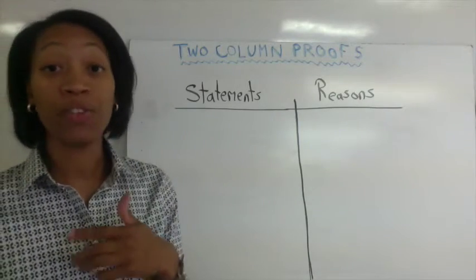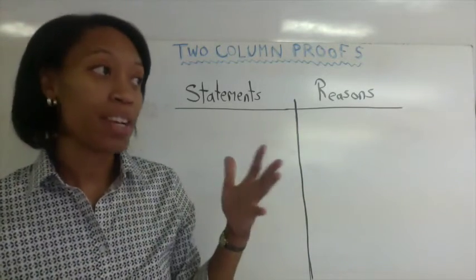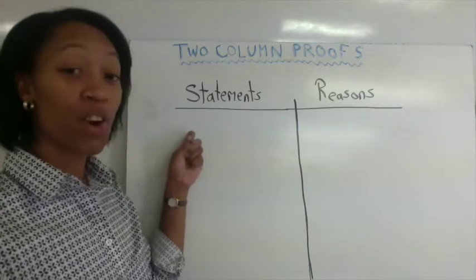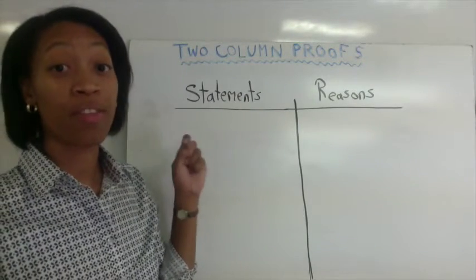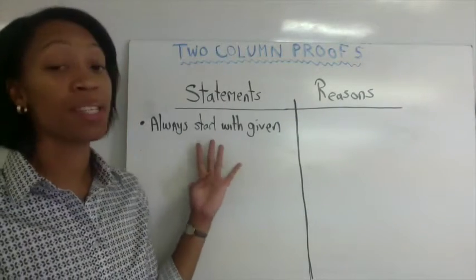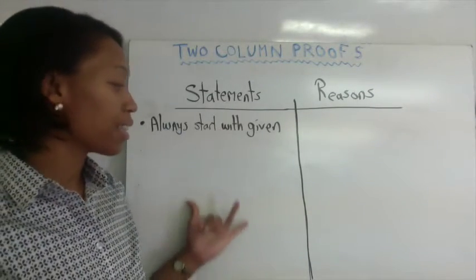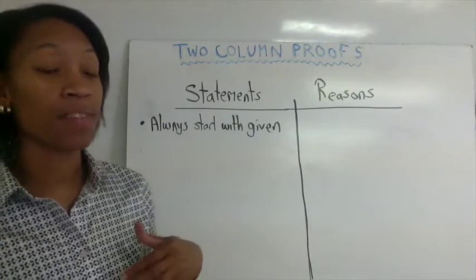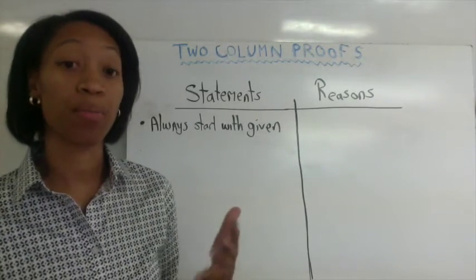So even if you don't know how to write a proof, you have no idea what direction to go, you can always start off with the right thing. Start with the given. And then on the statement side, what you're going to do is list all of the statements of fact that prove the proof.